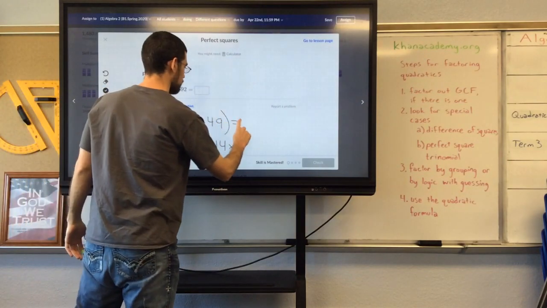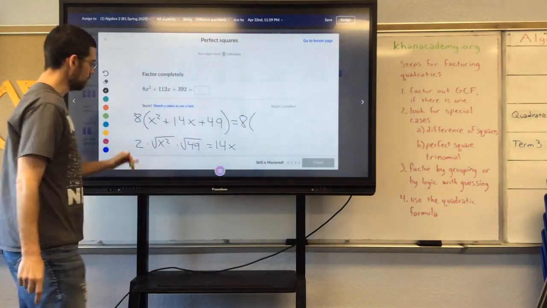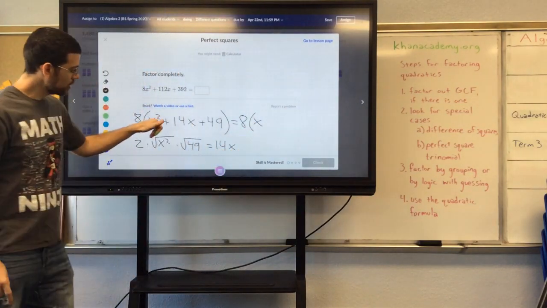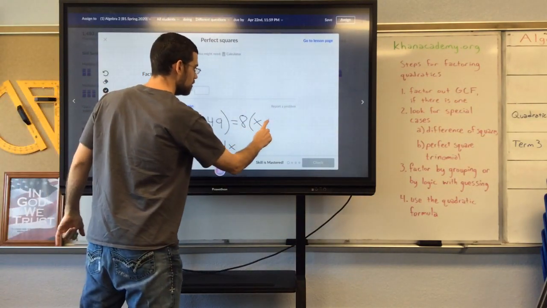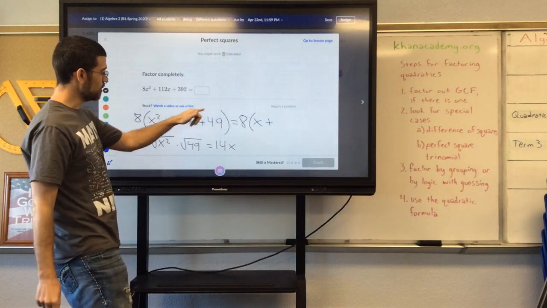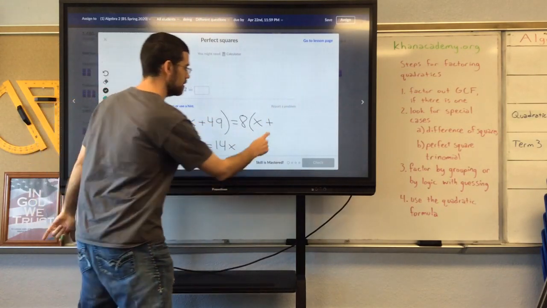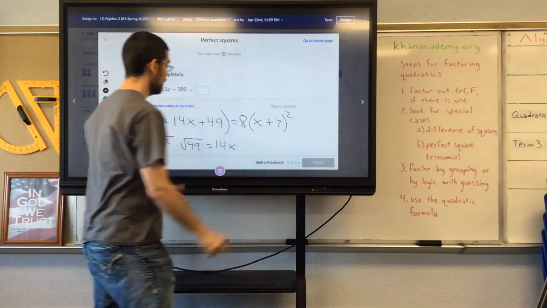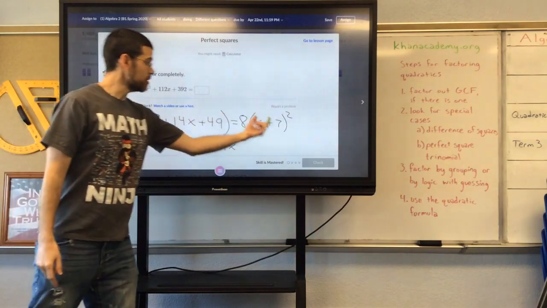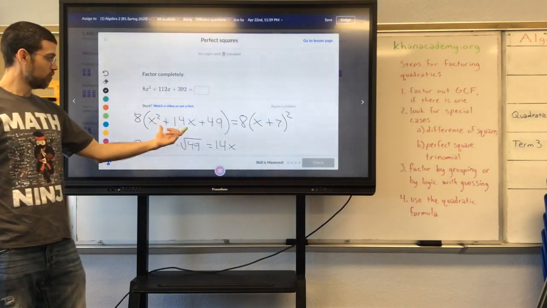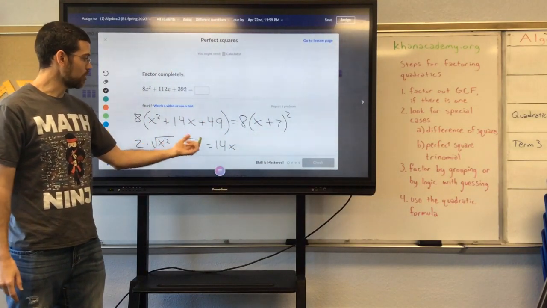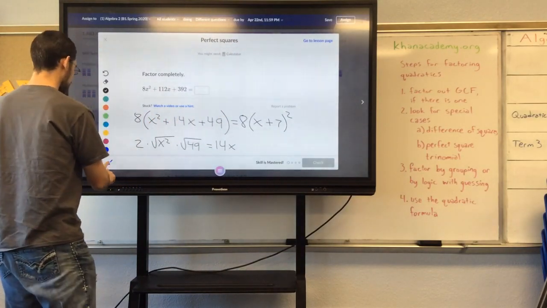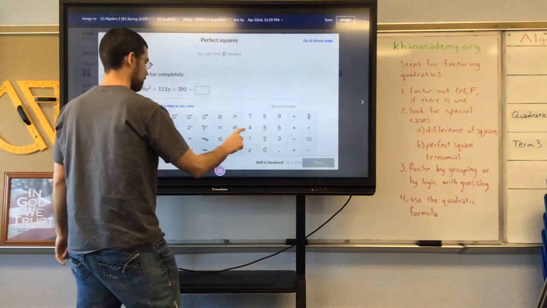So this is going to be equal to 8 times the square root of the first term, which is x. The sign on the middle term is plus, it's positive, and then the square root of the final constant is 7. And I have to square that because it's a perfect square trinomial. So this factor times itself will give me x squared plus 14x plus 49, and I'm done. Here we go, 8 times x plus 7 squared.